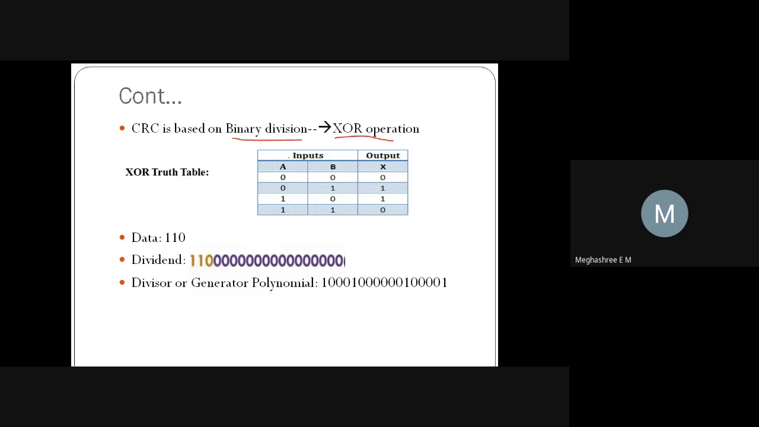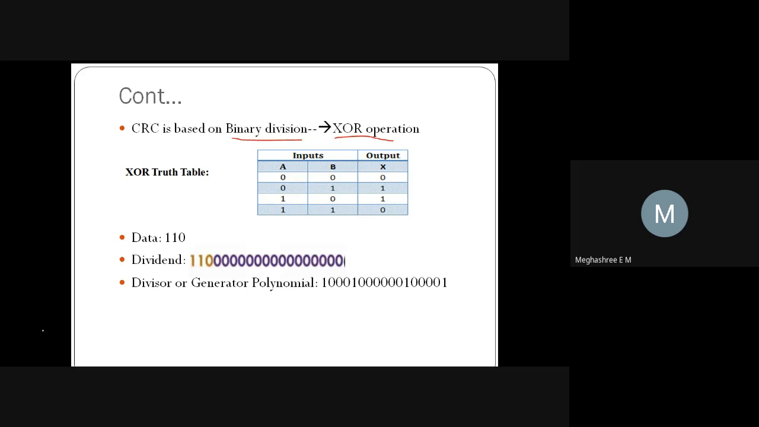So first, I have considered the inputs here. Let A and B be the 2 inputs. When you perform XOR operation on 0, 0, the output will be 0. XOR on 0, 1, output will be 1. XOR on 1, 0, output will be again 1. XOR on 1, 1, the output will be 0. If the inputs are the same, then the output will be 0. Here you can see 0, 0, it's 0; 1, 1, then it is 0. So if inputs are different, 0, 1 or 1, 0, the output will be 1.